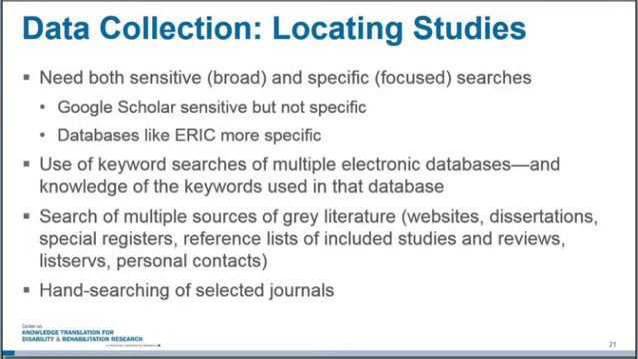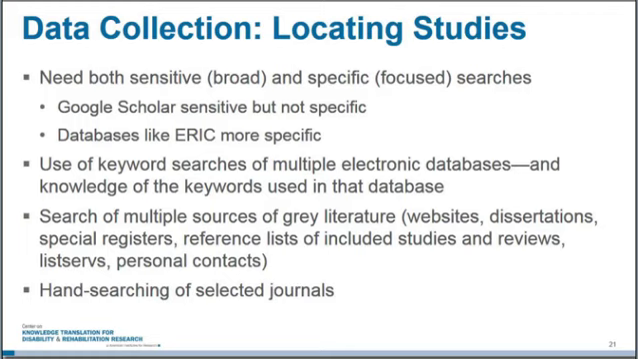You should think about the use of keyword searches of multiple databases, and it's important to have some knowledge of the keywords used in each of those databases. Every database is usually tied to a discipline, and each of those disciplines uses different keywords to represent the same phenomenon. It's also important to search multiple sources of gray literature, of unpublished literature, such as websites, dissertations, special registers of studies, and so forth.